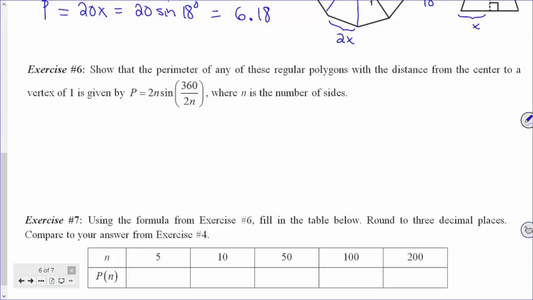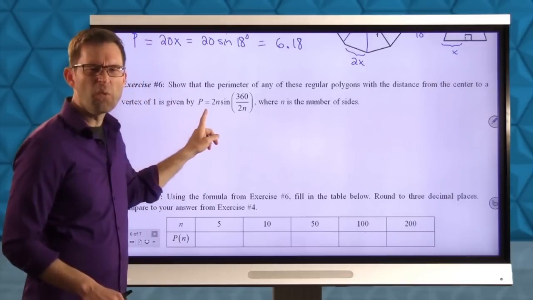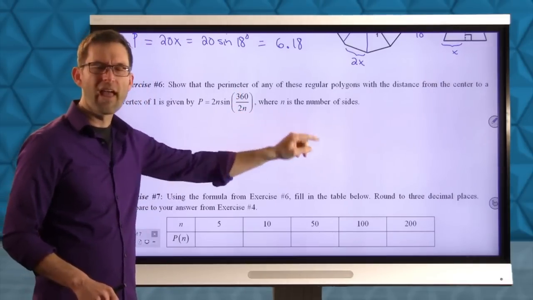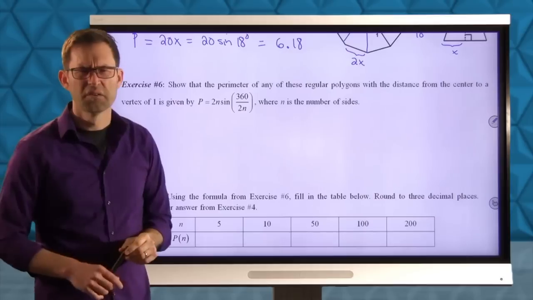Exercise number 6. Show that the perimeter of any of these regular polygons with a distance from the center to the vertex of 1 is given by this formula: P equals 2n sine of 360 divided by 2n, where n is the number of sides.